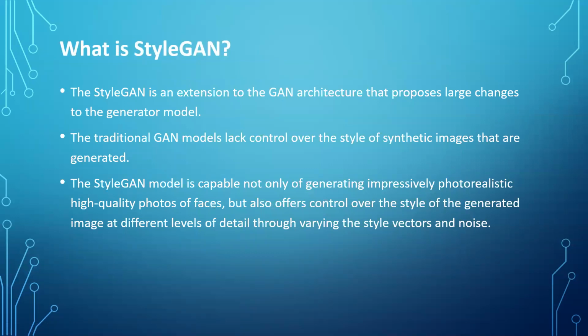It is an extension to the GAN architecture that proposes large changes to the generator model. Traditional GAN lacks control over the style of the synthetic images that are generated. StyleGAN is capable of not only generating impressively photorealistic, high quality photos, but also offers control over the style. If you have two reference images, you can combine them, not to change your image exactly, but to produce a completely new image which comprises the style attributes from both images.